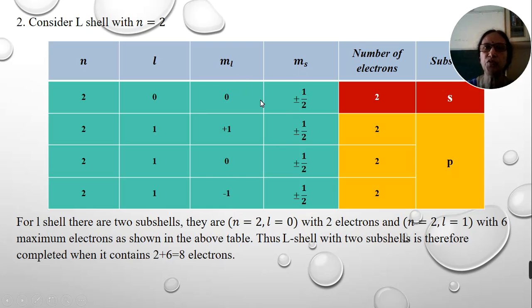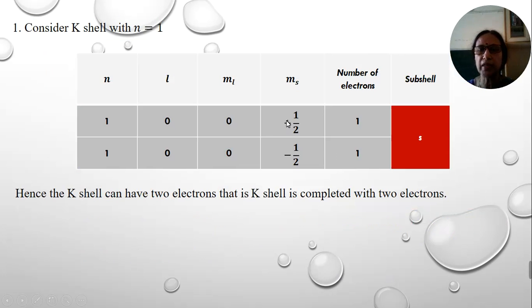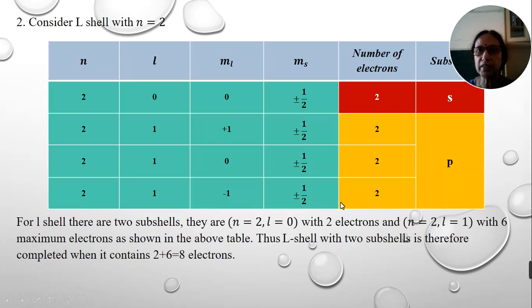And ms, for each of these values I have written together. In the previous case I showed it separately: plus half, 1 electron, minus half, 1 electron. Now in the next one I have listed them together, so that these are two separate values, and therefore I have given 2 here directly. So ms has two values here. So l equal to 0 corresponds to the s subshell, which is completed with 2 electrons.